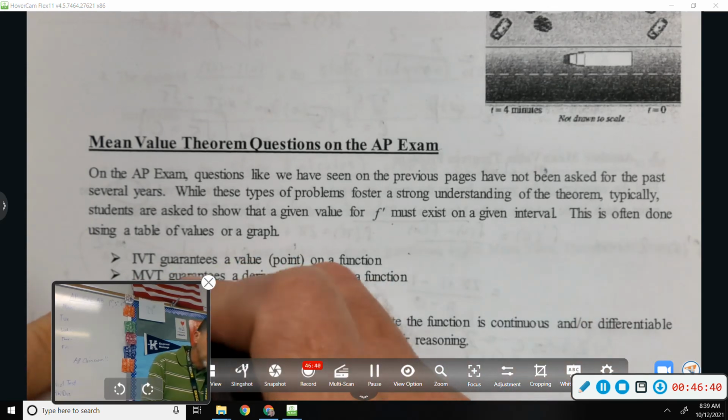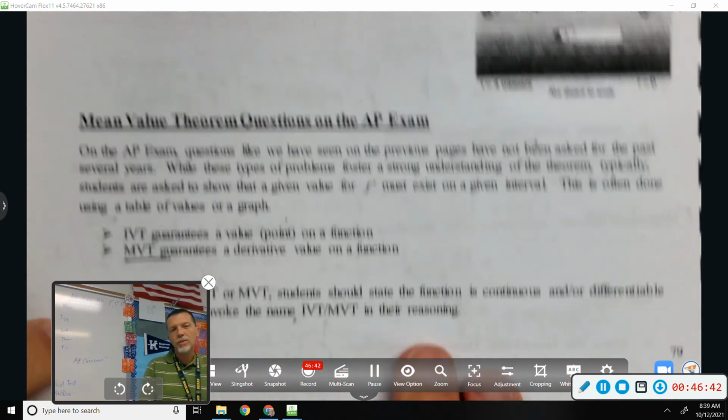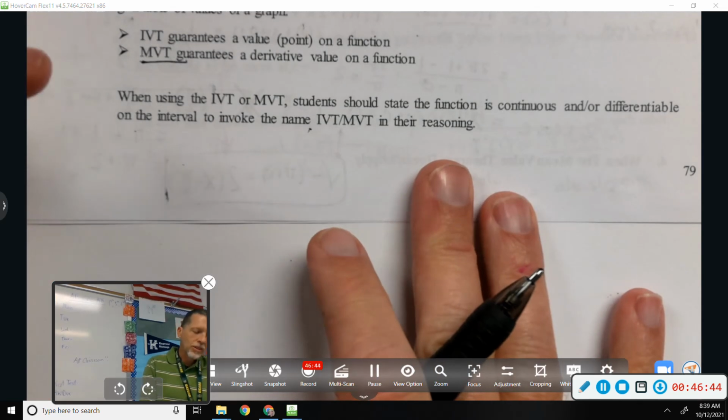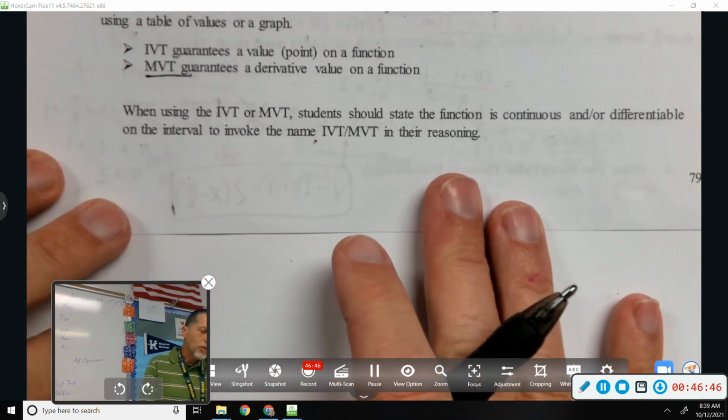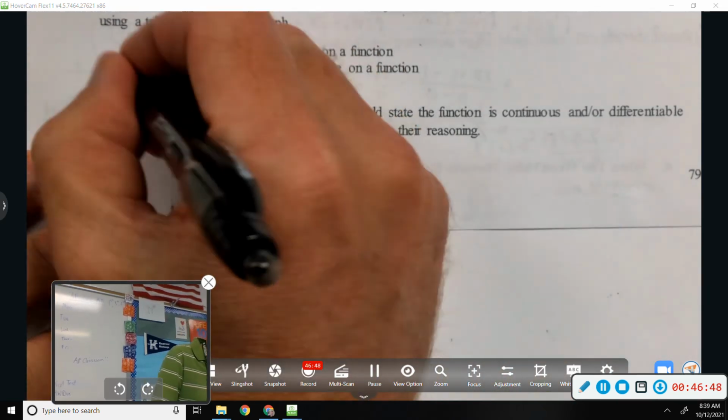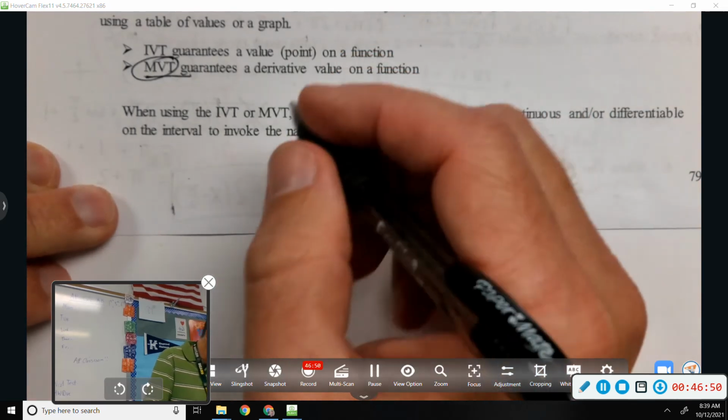MVT is just calculus slope equals algebra slope. All you need to know. Not all you need to know, there's more to it. Calculus slope equals algebra slope. And again, you can use MVT as your reasoning.